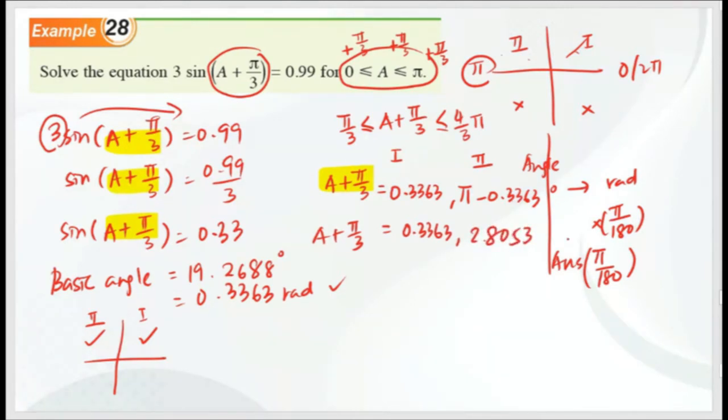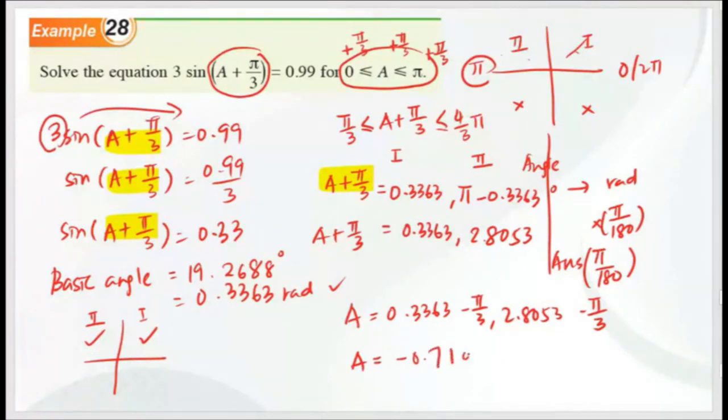Okay, but this is not the final because the final answer is to find A. So A equals 0.3363 minus pi over 3, then 2.8053 minus pi over 3. So the final answer for A is negative 0.7109 and 1.7581 radian. Is it the final answer? You watch out for this one. Is this one acceptable or not?